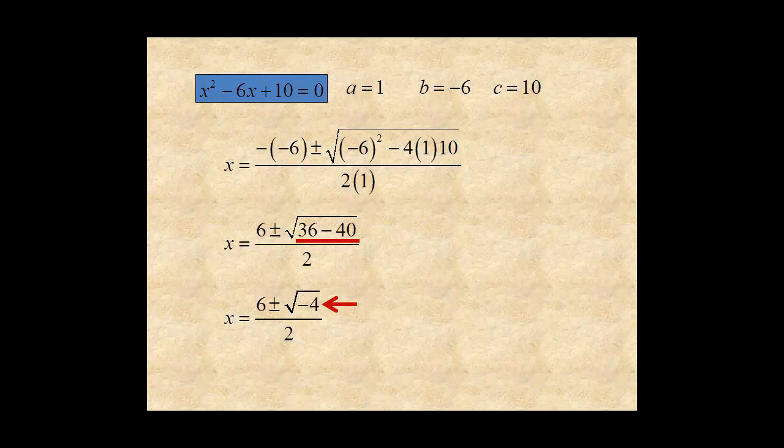And the radicand is negative. Since the square root of a negative number is not defined, there are no real solutions. Actually, this equation has complex solutions, but you'll learn about that in a later course. Also, you can see from this example and the prior examples, the radicand is an important part of the formula.